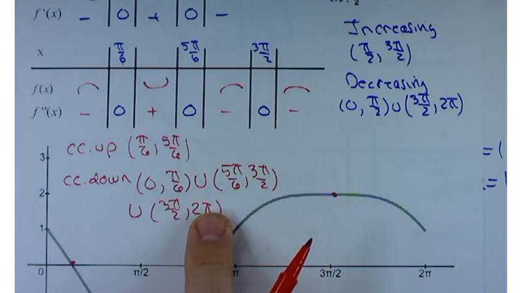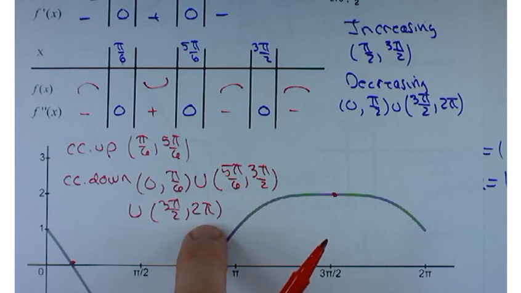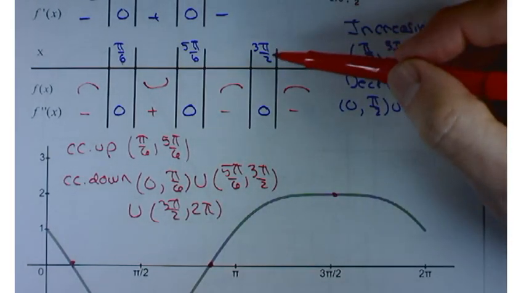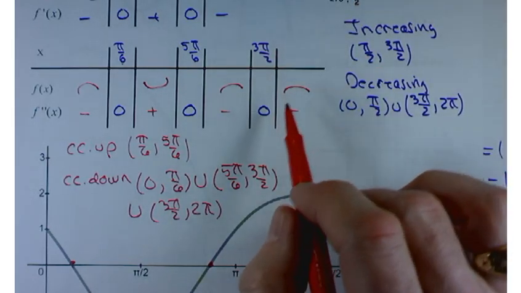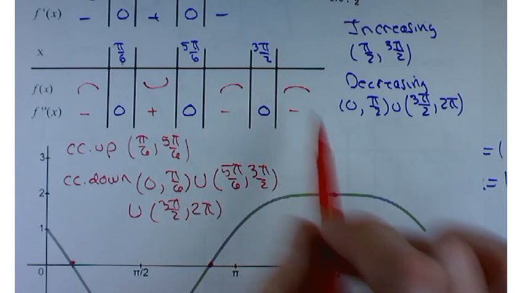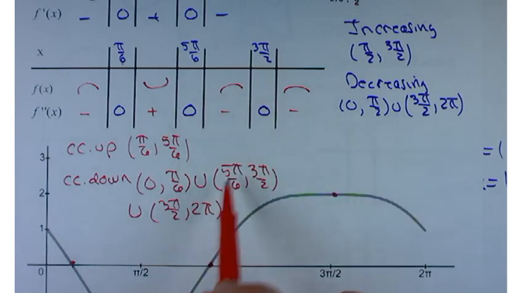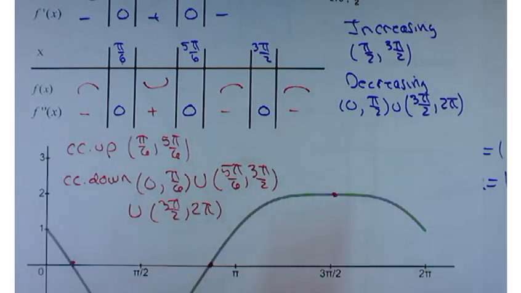I'm not really comfortable with going from, say, 5 pi over 6 to 2 pi because there's a brief moment where it's neither concave up nor concave down. So I probably wouldn't like you to list it from here to here. If you just said except 3 pi over 2, that'd be fine. But again, it's a matter of testing points here, positive or negative.